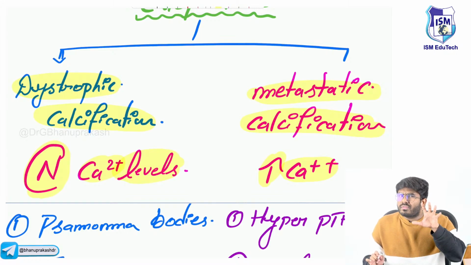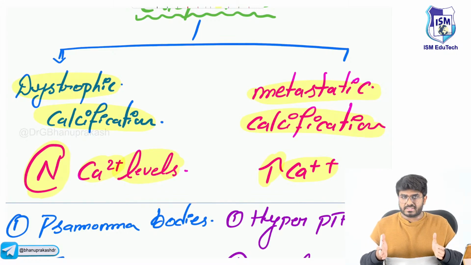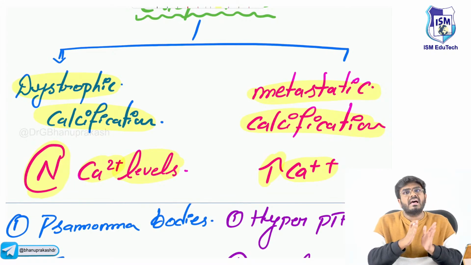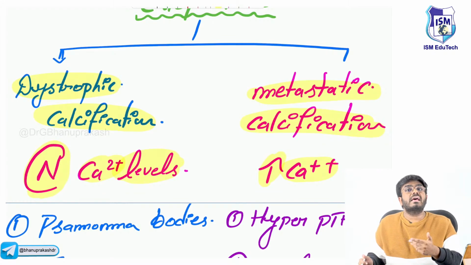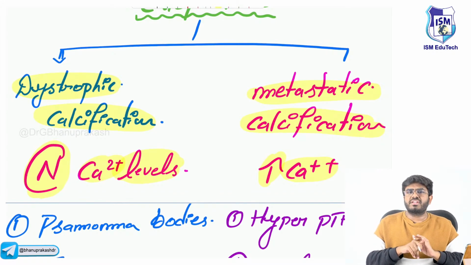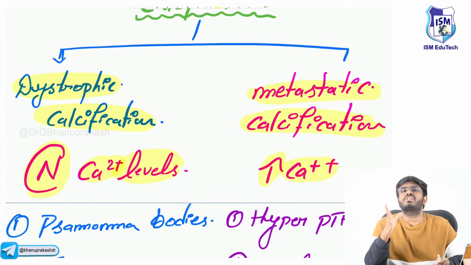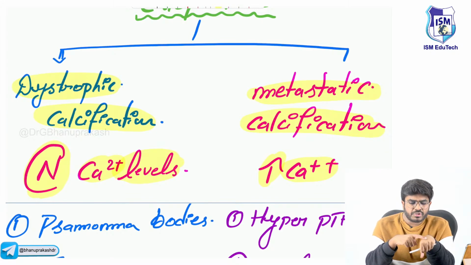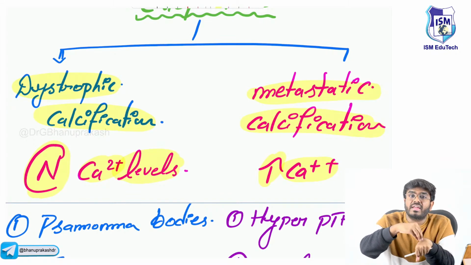Then what is dystrophic and what is metastatic? What is the difference? In one type of calcification, the serum calcium levels are normal. In the other type, the serum calcium levels are elevated. More calcium is there. Now, let's talk about dystrophic calcification. In which conditions will dystrophic calcification occur? Imagine there is some tissue destruction, some tissue death or necrosis happening here. In the areas of destruction, in the areas of damage, usually calcium will come and deposit.